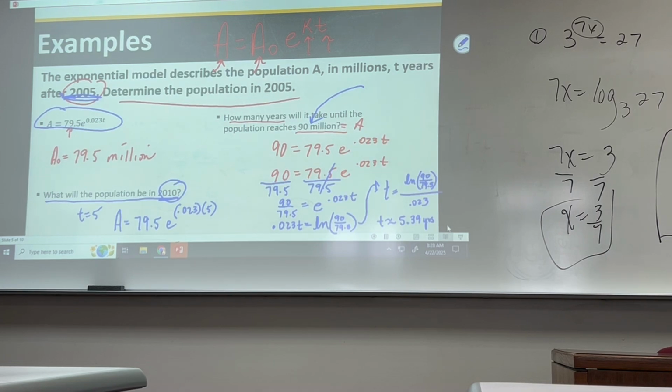So I can do 79.5 times, I'm going to get my E key, second ln, and then the exponent, I want to do 0.023 times 5. I'm going to close parentheses to end the exponent. What are you getting? To 2 decimals. You're getting 89.19.